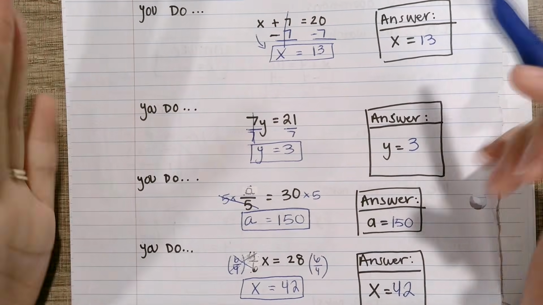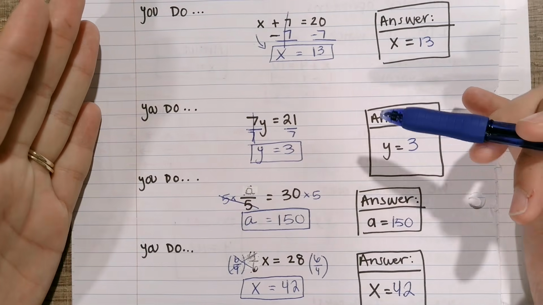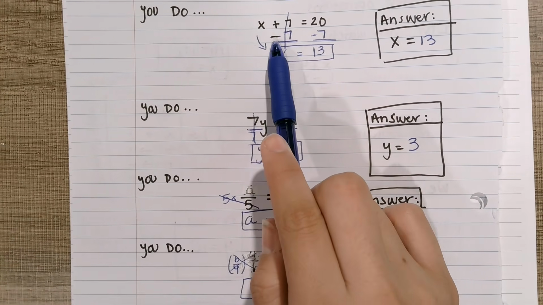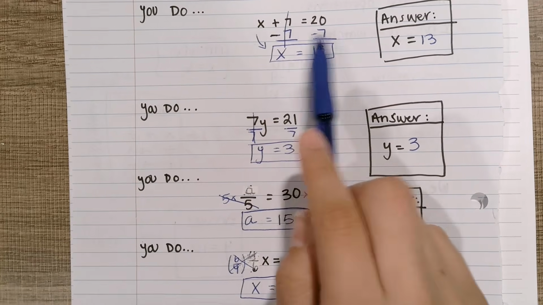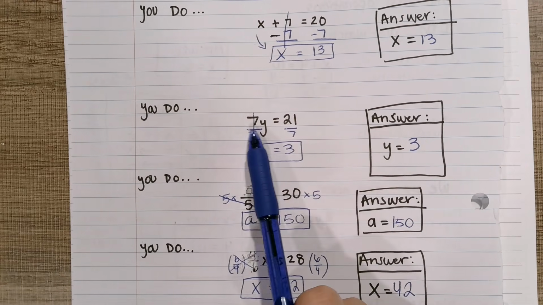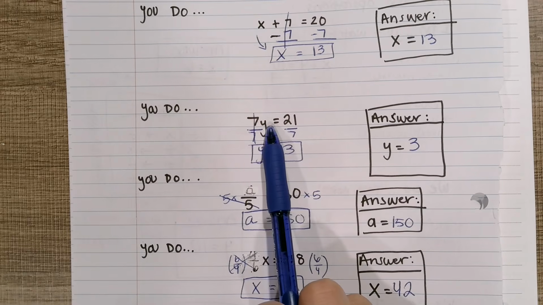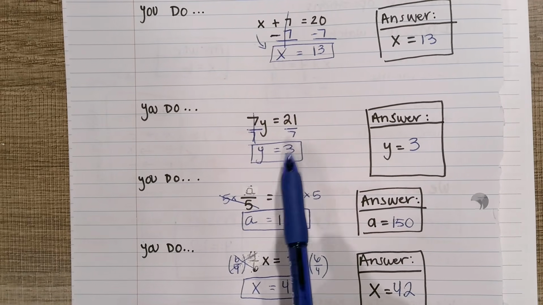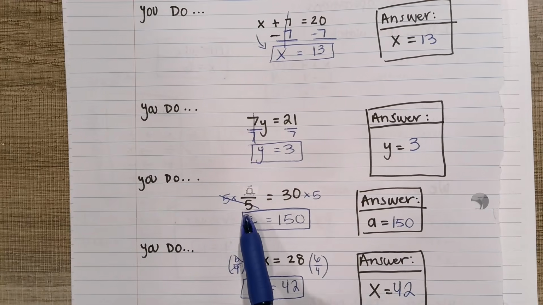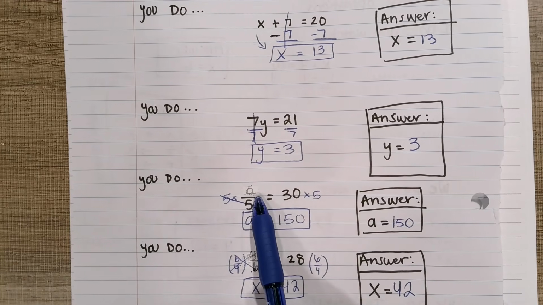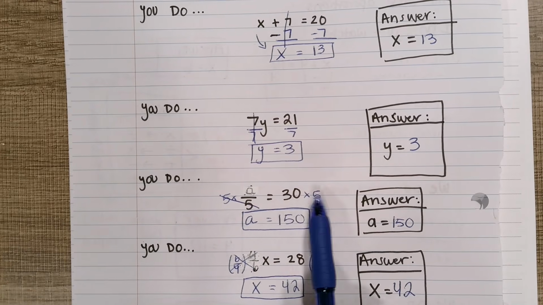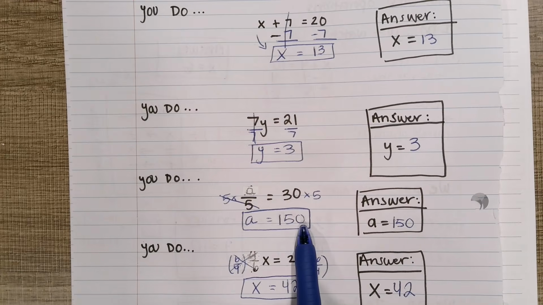Okay, here are the answers. For the first one, it was plus 7. We did the inverse, minus 7, and we got 13 when we did that to both sides. For the next one, it's 7 times y. The inverse of multiplication is division. Do that to both sides, and we get 3. For the next one, it's a divided by 5. And since that's division, we do the inverse, which is multiplication, times 5 on both sides. We get a equals 150.